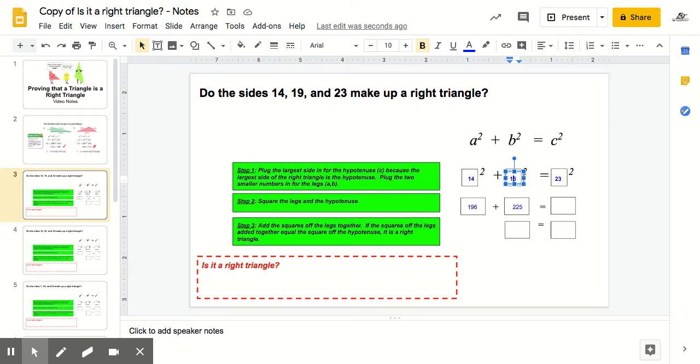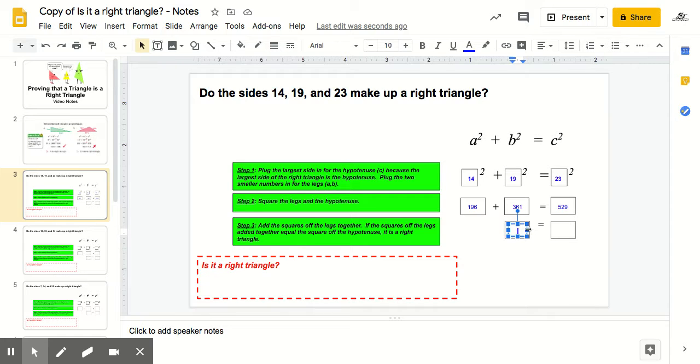Where did I get 15 from? That's weird. I'm sorry, that's supposed to be 19, and 19 squared is 361. Sorry about that. Okay, and then I have to square 23. 23 squared is 529. Now I have to do step 3, which is to add these two squares of the legs together and see if that sum equals 529.